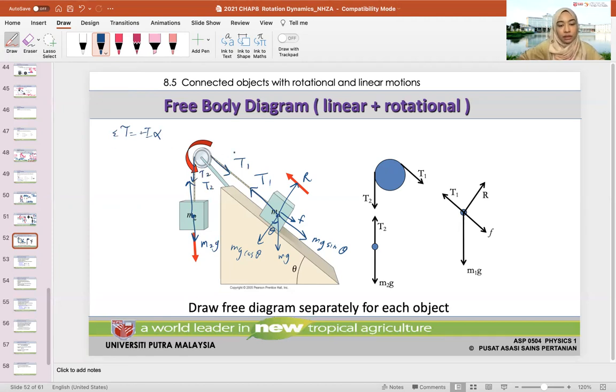T1 will rotate that guy clockwise. So T1 is going to be negative. R T1 plus R T2. T2 is going to rotate this guy in the anti-clockwise direction. So it's going to get the positive sign. This is equal to I alpha. Okay, I think, okay, good. Any questions so far on the free body diagram? Free body diagram only first. Okay?